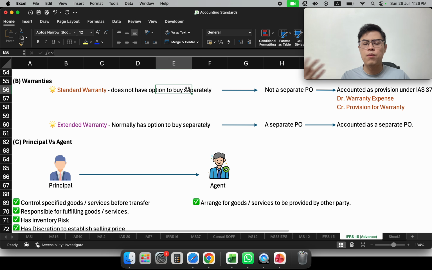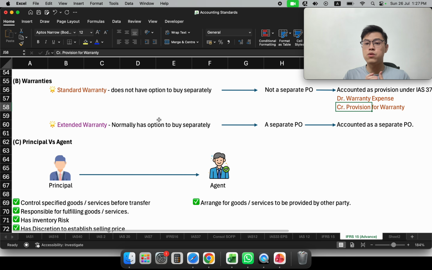Okay, because of law or because of the commercial expectation. Therefore, not a separate performance obligation. Therefore, it is nothing to do with revenue. We will need to estimate the warranty according to IAS 37 provisions. We will debit the expenses as warranty expenses and credit the provisions for warranty by our estimations.